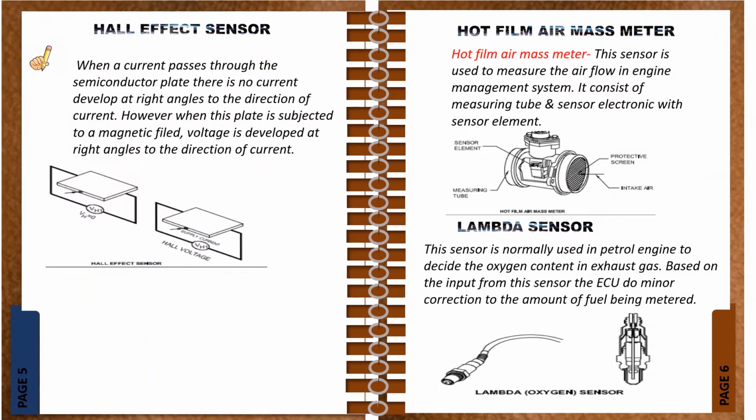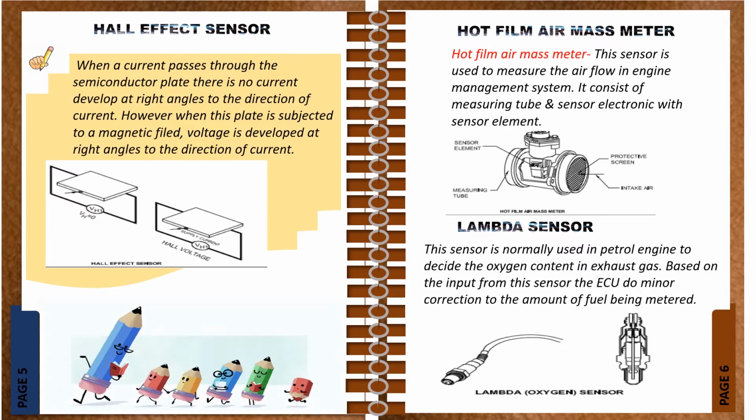Hall effect sensor. When a current passes through a semiconductor plate, there is no current developed at right angles to the direction of current. However, when this plate is subjected to a magnetic field, voltage is developed at right angles to the direction of current.